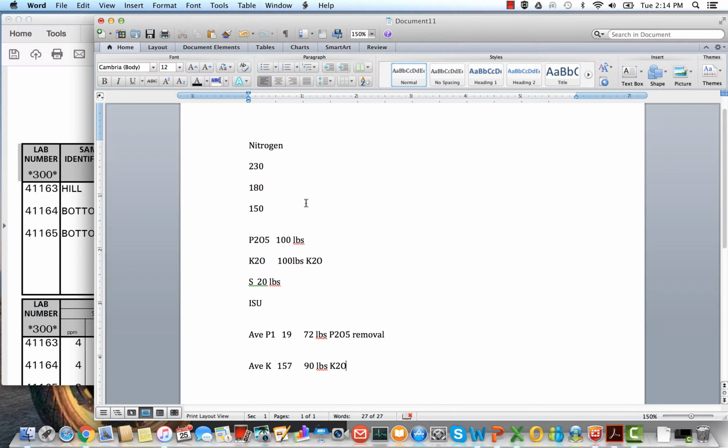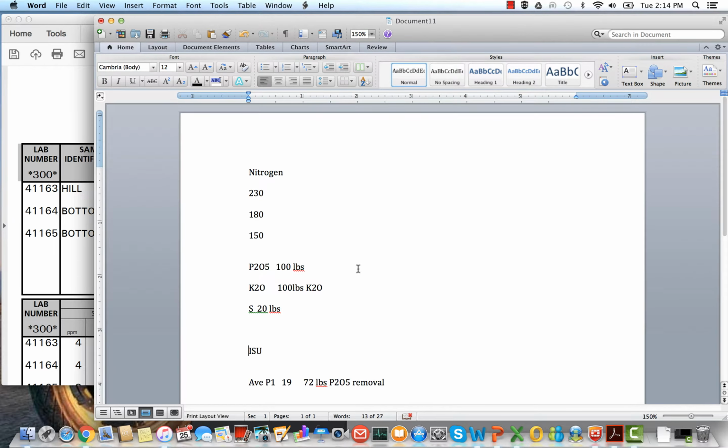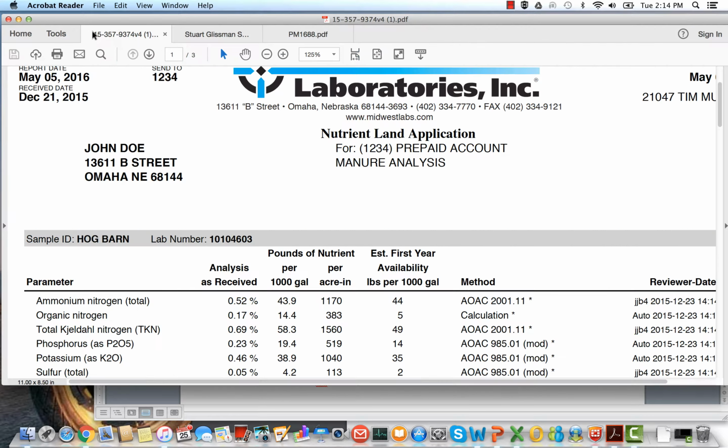So we know that we need, depending on the theory we're looking at here, either 230, 180, or 150 pounds of nitrogen. We know that to build, we'd like 100 pounds P2O5, 100 pounds of K2O, and 20 pounds of sulfur. And if we were just to be a little more conservative, more of a maintenance type recommendation, we've got Iowa State's of 72 pounds of P2O5 and 90 pounds of K2O. So that's the math we needed to decide what we needed to apply. And now let's go look at our fertilizer sources.